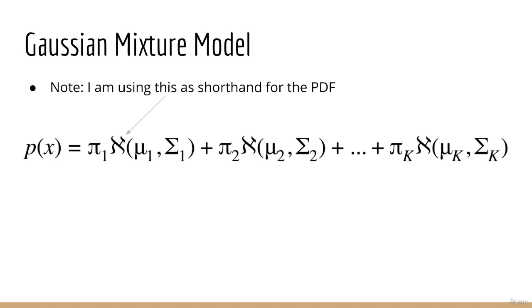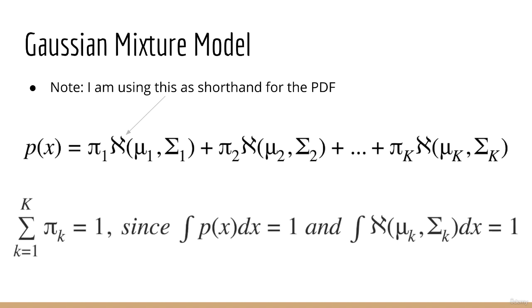So, what does a Gaussian mixture model look like mathematically? In fact, it's just the weighted sum of individual Gaussian PDFs. We usually denote these weights with the symbol pi. Note that all the pi's have to sum to 1, since in order to be a valid distribution, the entire thing must integrate to 1. We already know that each individual Gaussian integrates to 1, and therefore it's easy to show algebraically that all the pi's must also sum to 1.